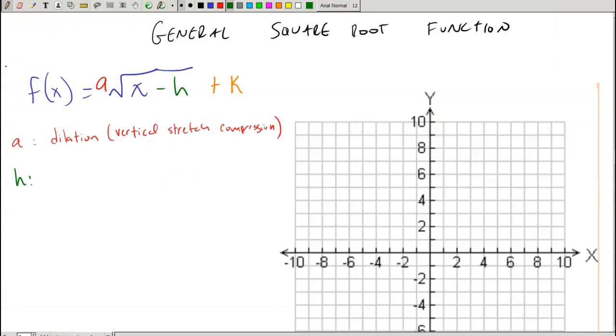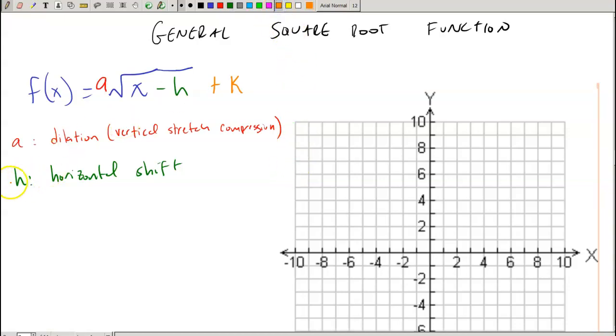So let's put that in there. h is just a horizontal shift, we'll call it, or you can call it a horizontal translation or a horizontal slide. It's just moving the graph left and right. Notice too that that value also has a direct impact on the domain of that function that we talked about before.